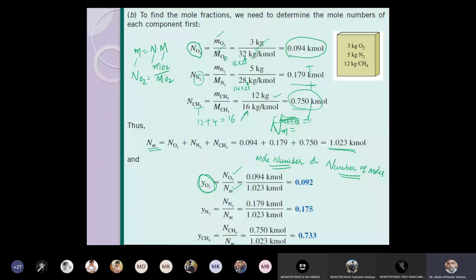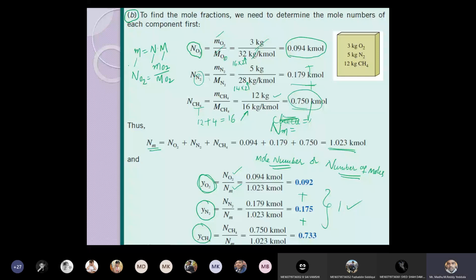Similarly, we'll go for the mole fraction of nitrogen and the mole fraction of methane. And for checking, add these three, you will get 1. So we know that the sum of mole fractions is also equal to 1. Clear this one? Second bit: how to find the mole fraction? In order to find the mole fraction, you require individual moles. If you know individual moles, you can calculate the mixture.